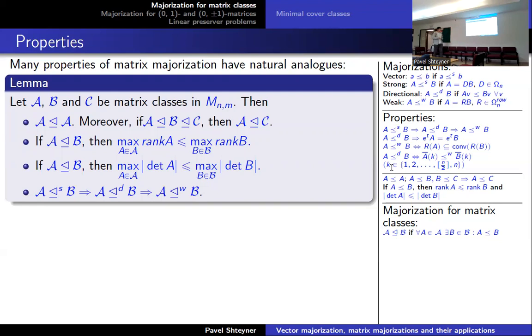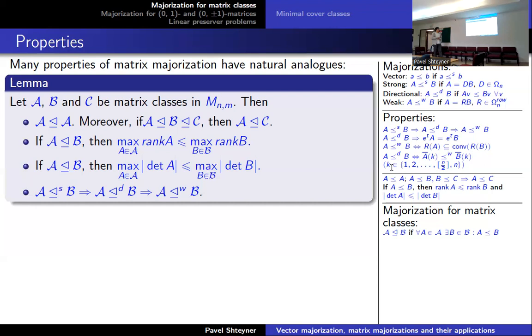Due to the simplicity of the definition, many properties have natural analogs. So once again, for every type of majorization, this relation is reflexive and transitive. Here you have an inequality for maximal ranks over the class. And in case that n is equal to m, meaning square matrices, you can say the same about the maximal absolute value of the determinant.